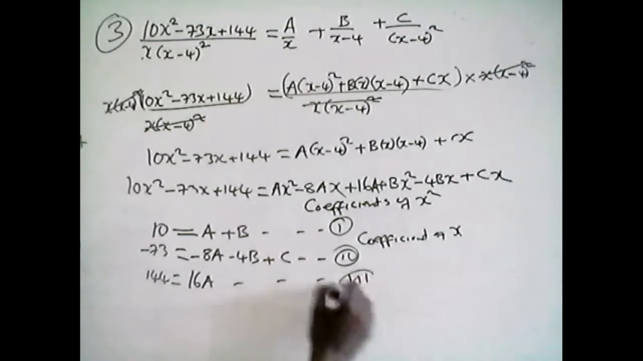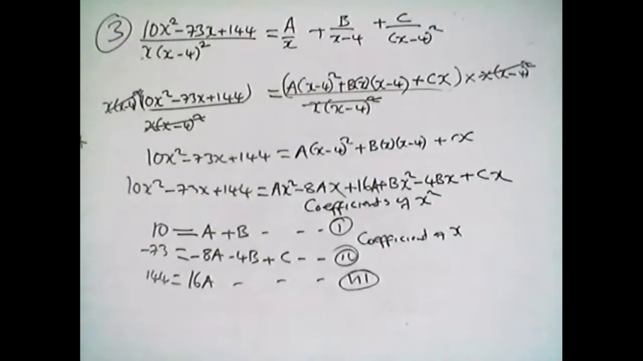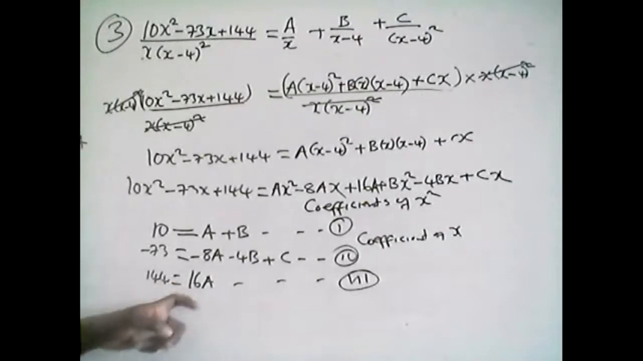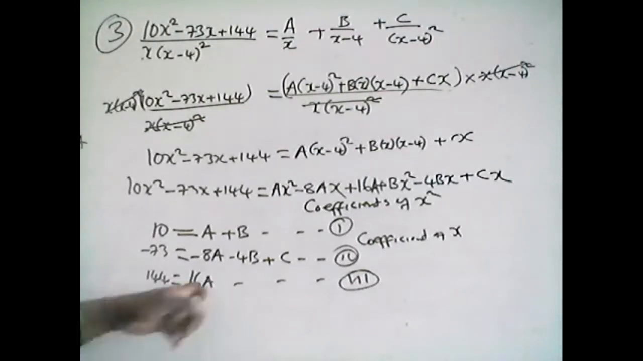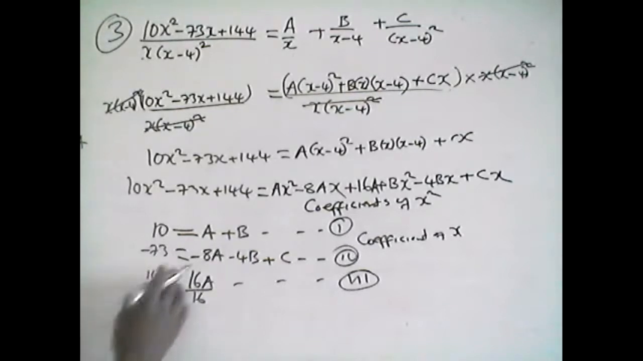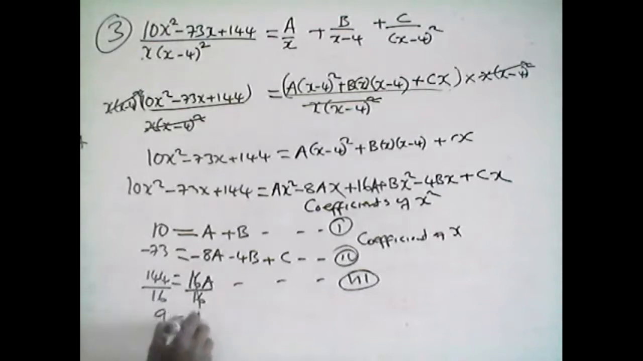So we're going to start from equation 3. It's easier to find the value of a because we only have one variable that we are looking for there. So we divide on both sides by 16. I'm sure you already found this. 144 divided by 16 is 9. So we found the value of a. Say a is equal to 9.